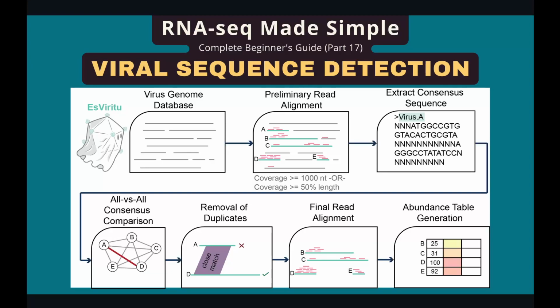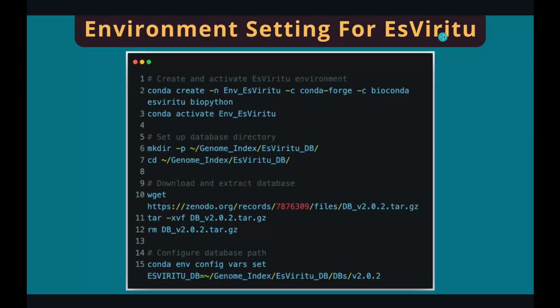For example, proteins from HPV viruses can disrupt cellular functions and contribute to carcinogenesis. Therefore, in many cancer studies, viral detection is crucial. In this tutorial, I'm going to show you two ways to detect viral sequences. The first tool we're going to use is called EsViritu.